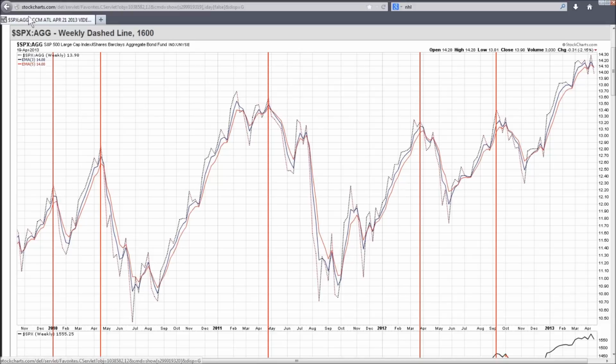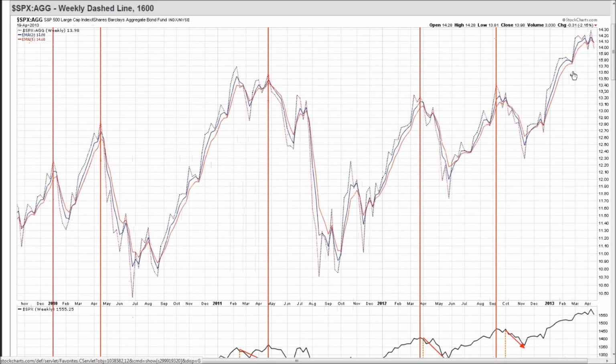You can see as of the close on Friday, April 19th, we have somewhat of a mixed bag, but it seems to be rolling over. We have the ratio below both moving averages. That's the second time that's happened in 2013. Here's the rally off of the November 2012 low, and from this point forward, the ratio stayed above the moving averages and blue stayed above red. As of the close on Friday, blue is kissing red. They're both at 14.08 here.